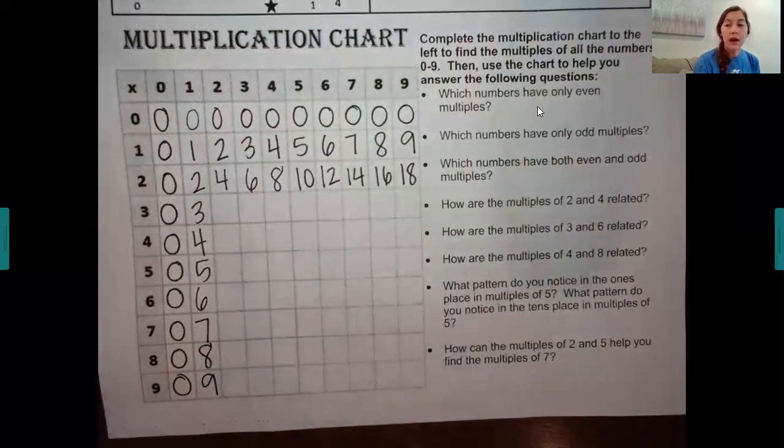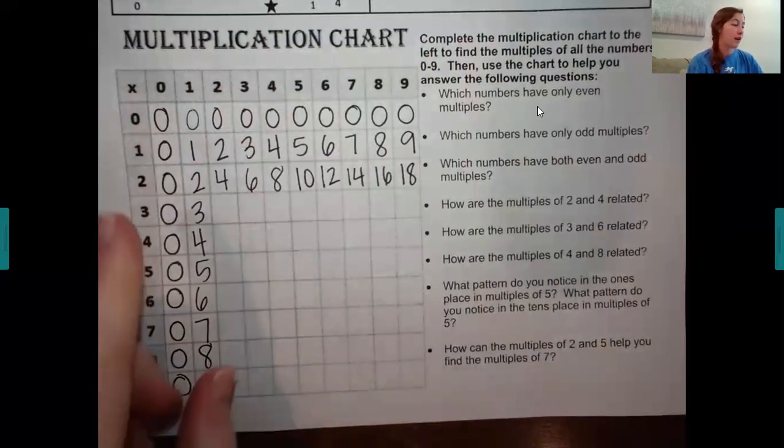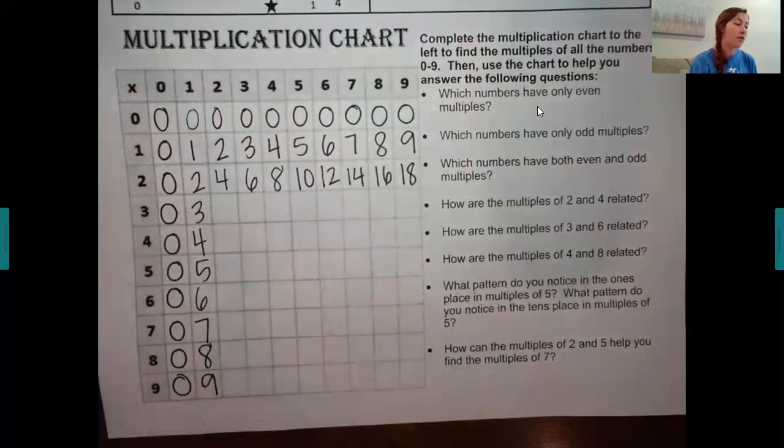So you can work your way across the multiplication table, practicing your multiplication facts to fill in all of the multiples for the numbers 0 through 9. So I'm going to go ahead and pause the video and give you time to fill that in. Feel free to pause on here, and then we're going to look at the questions next.